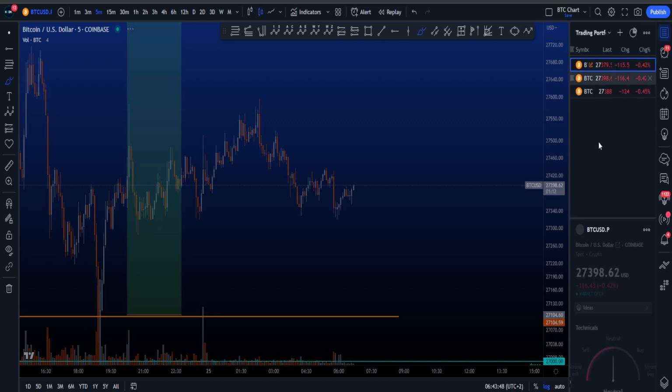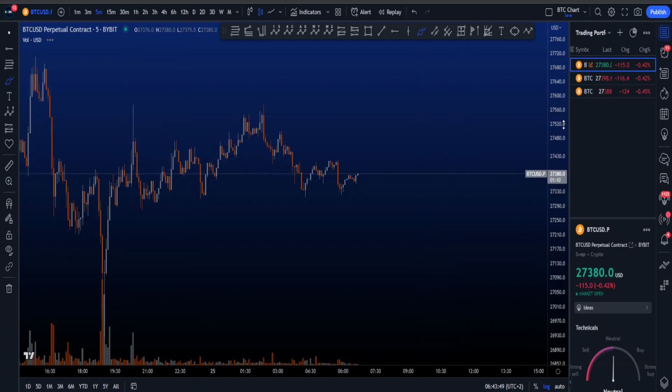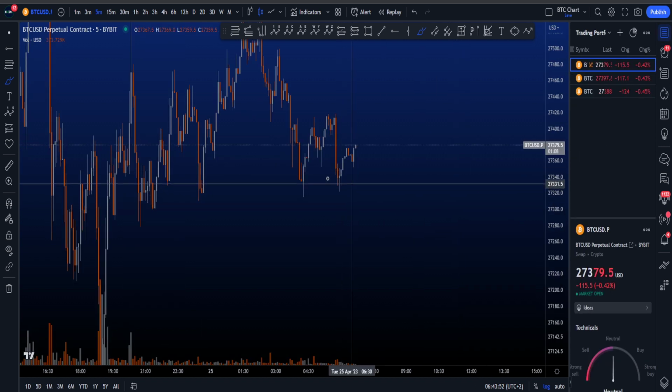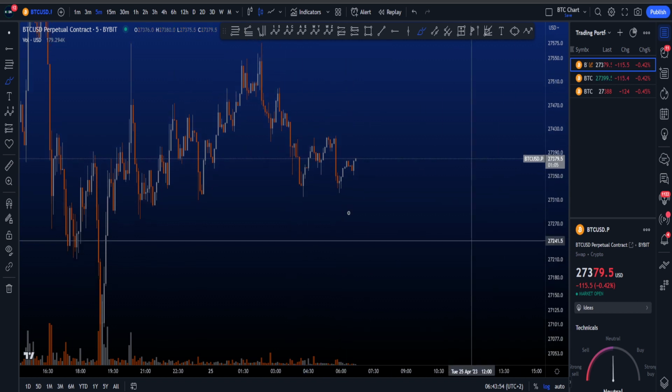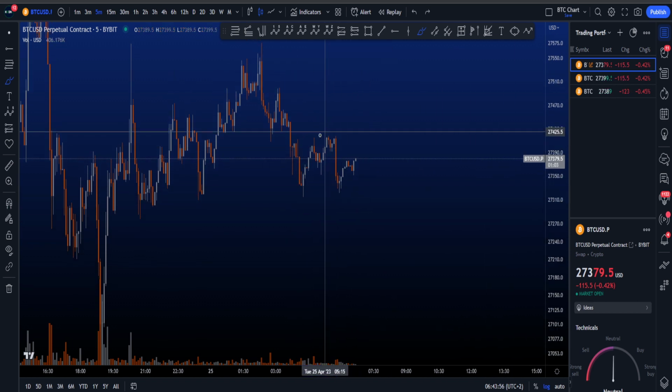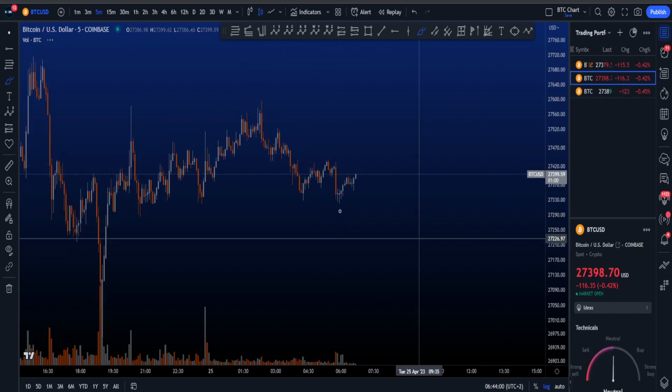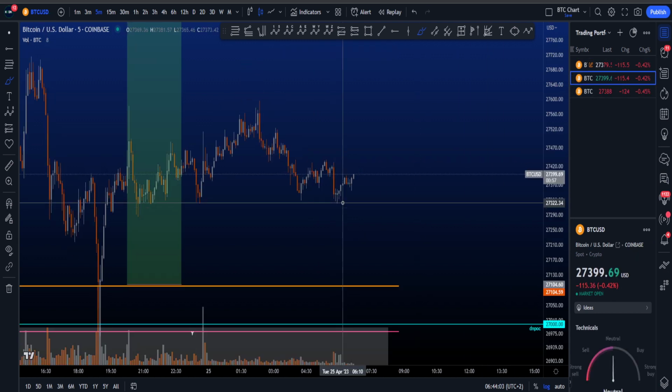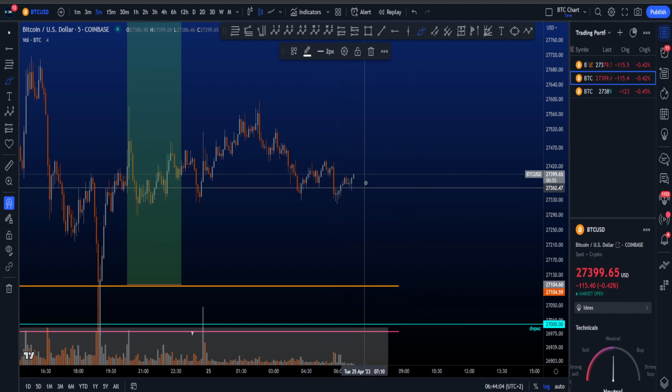If I quickly go to another chart, let's have a look. On the Bybit chart over here, we did not take the low. That is interesting. On Bybit, you do have a bullish divergence with the target over here. But on the Coinbase chart, which I use, we actually took the low. So that is a little bit of discrepancy between the charts.